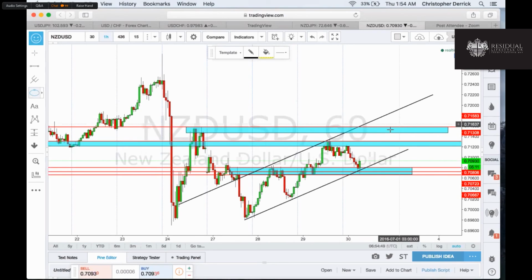So maybe if I'm that type of person, I want to wait to see what happens if price does come up to these areas. You mean? And maybe possibly I could take out my trade there.